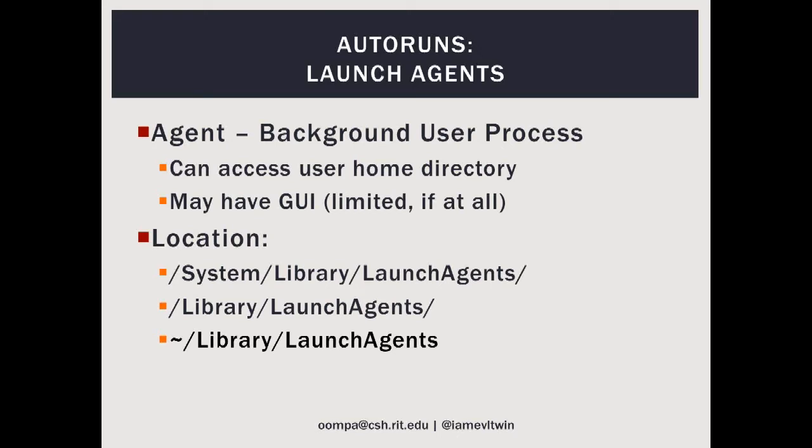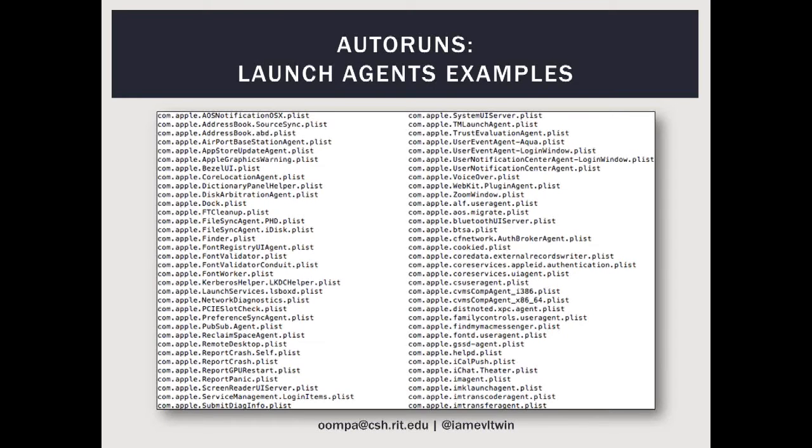There are 3 locations primarily for these, each one in the system library, and the user's library directory noted by the tilde. Each launch agents directory may contain a lot of launch agents. This one's an example of the system library launch agents. There can be upwards of a few hundred, and this is normal. You'll just have to do either timeline analysis or hash comparison to know which ones are legit versus not legit.